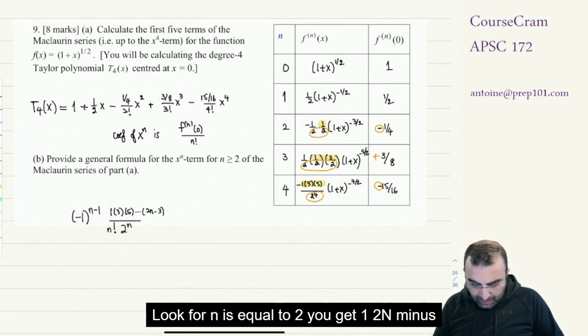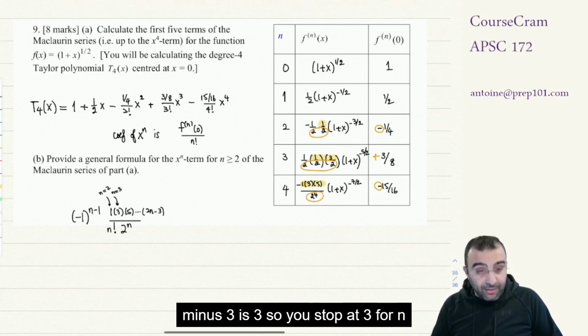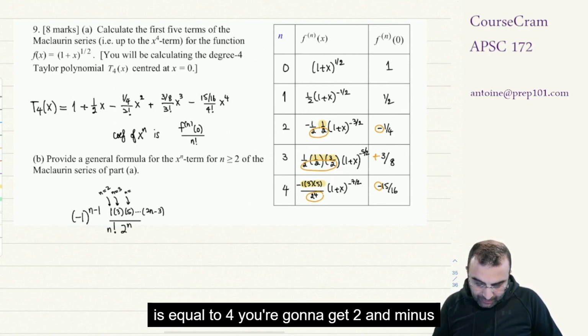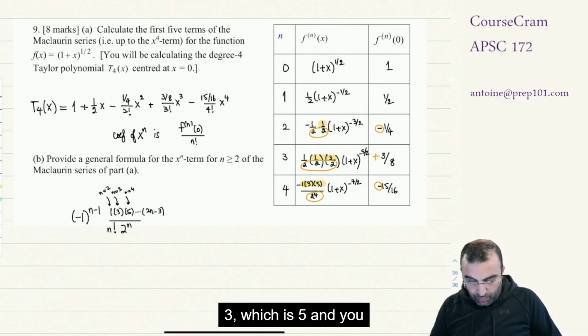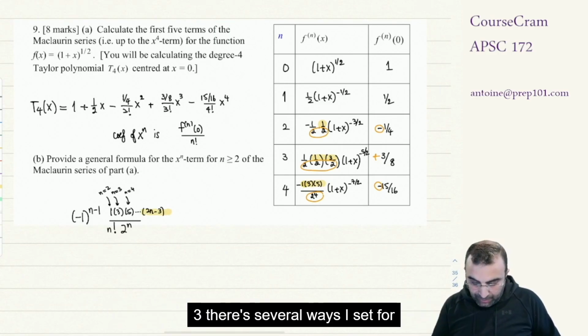We stop at 2n minus 3. Look, for n equal to 2, 2n minus 3 is 1. For n equal to 3, 2n minus 3 is 3, so you stop at 3. For n equal to 4, 2n minus 3 is 5, and you stop at 5.